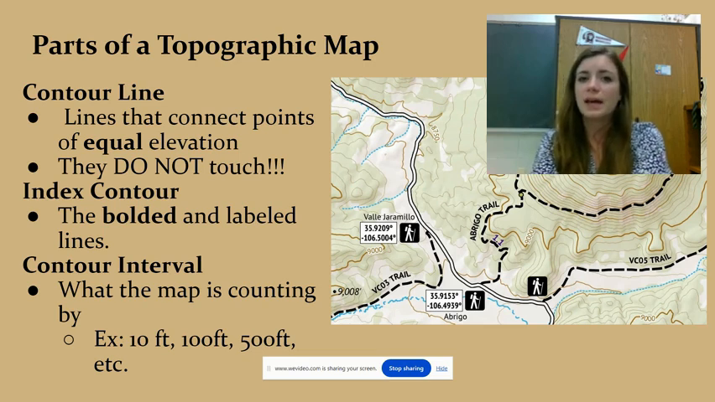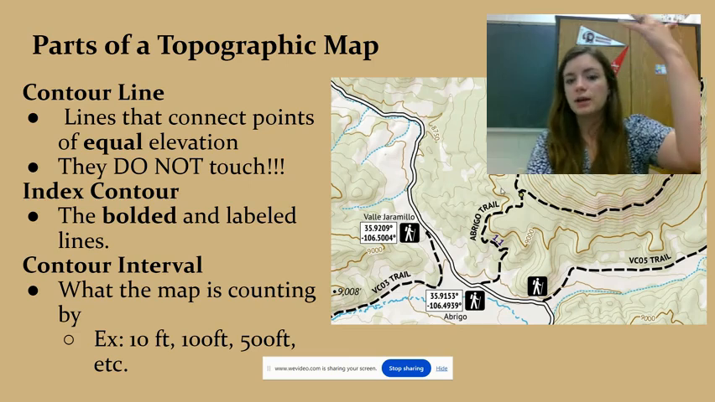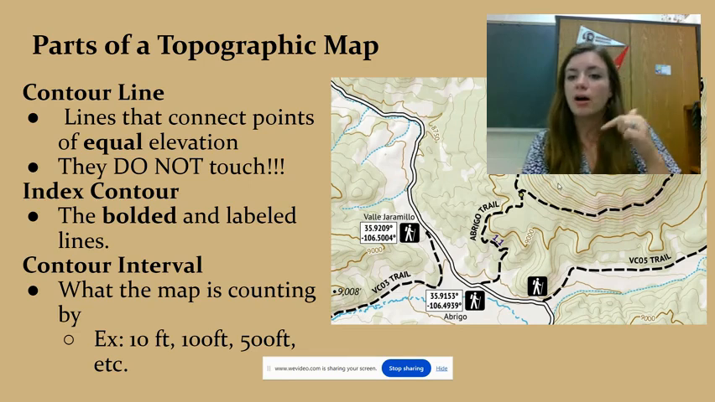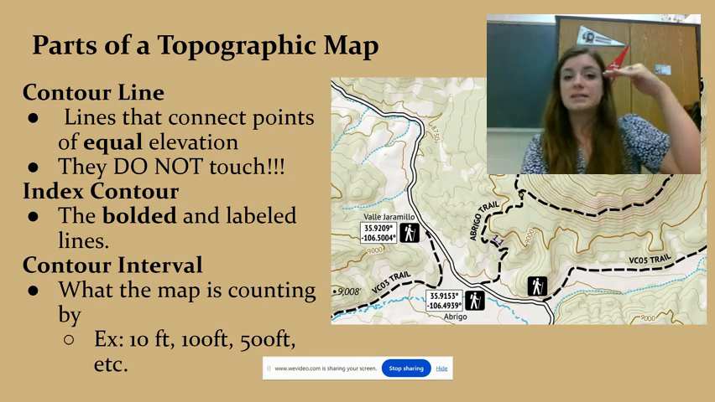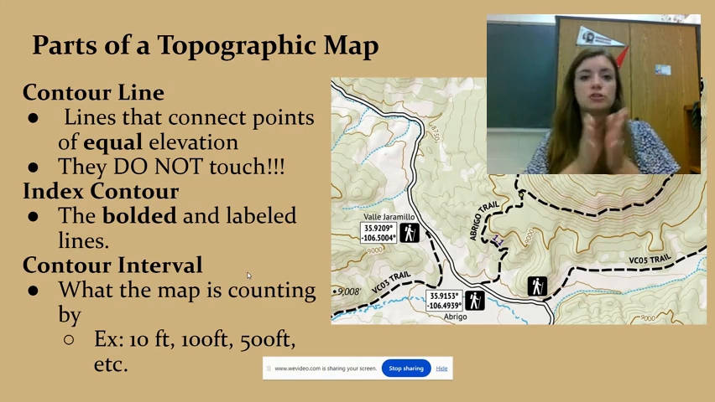So instead of labeling every single line, we generally label every fifth line because we can easily count the lines in between. Remember that all the lines increase by a steady value. That is called our contour interval. So that steady value, that contour interval, is what we are counting by. It's not the value of each line, because remember, the value of each line changes.